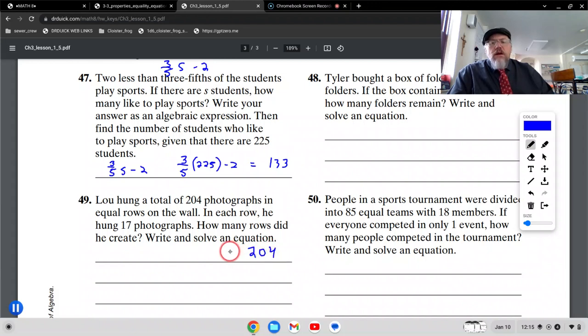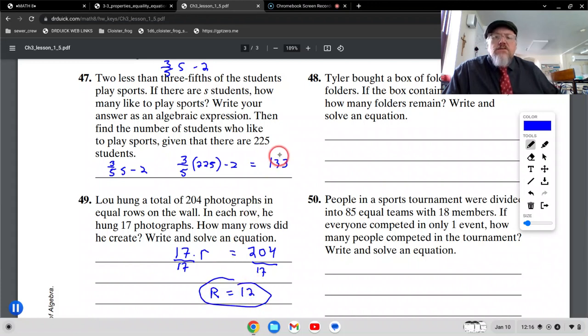You could put it down either way. I'm going to do it like this. In each row, he hung 17 photographs. I know I have 17 photographs he's hanging, but I do not know the number of rows, right? Should be fairly easy. So you just divide, obviously, by 17. Divide by 17, R equals 12. I guess I've got to circle this one over here too.